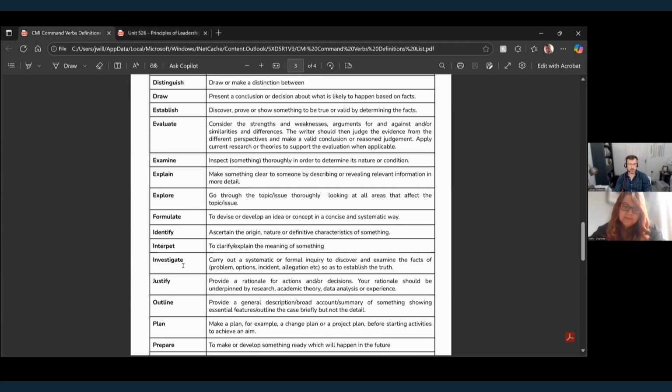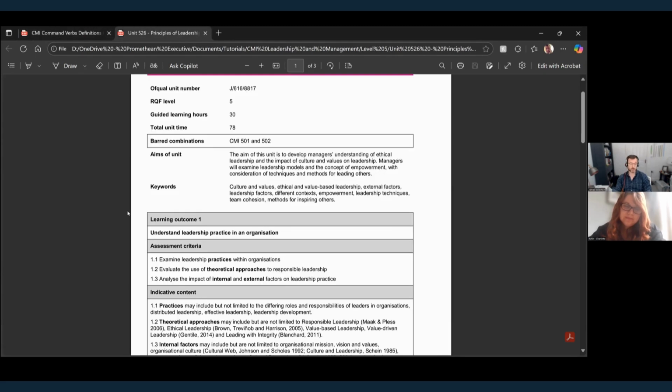The command verb is examine, which is to inspect something thoroughly to determine its nature or condition. So make sure that in your answer you've got that in there somewhere. And within organizations, I'd be tempted to think about a couple of different contexts, maybe public and private sector. It brings a little contrast and looks at leadership practice from different angles. Just make sure you've got that examination in there and a real focus on leadership practices: what they do, what it shows up as, what effective generally looks like. That's the answer to 1.1 to kick us off.